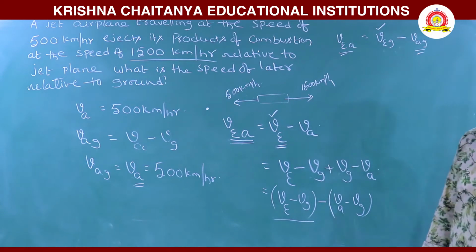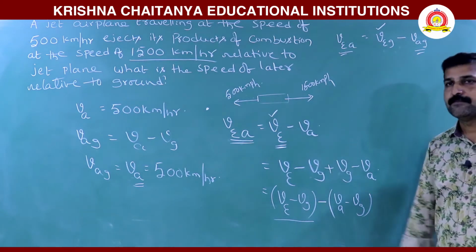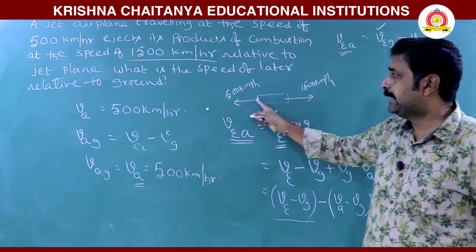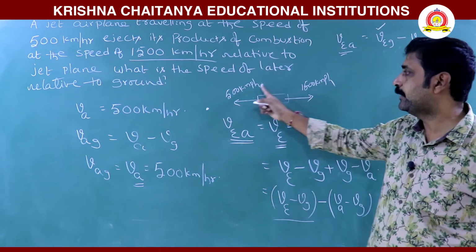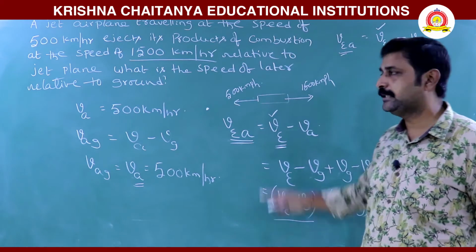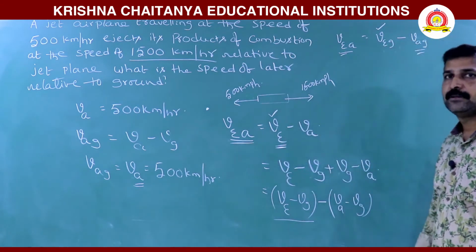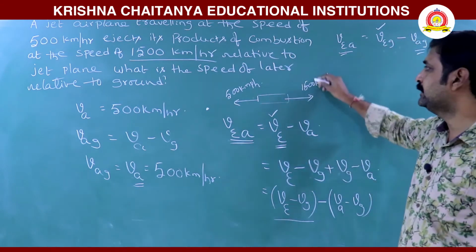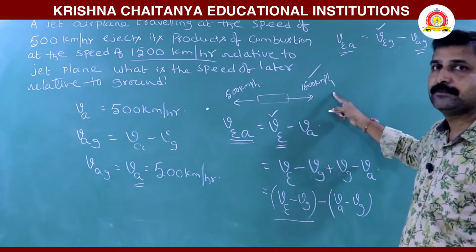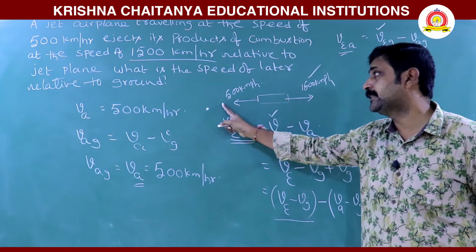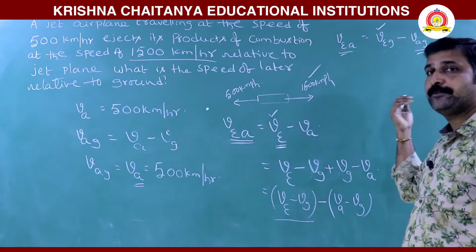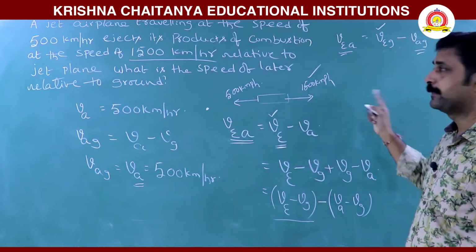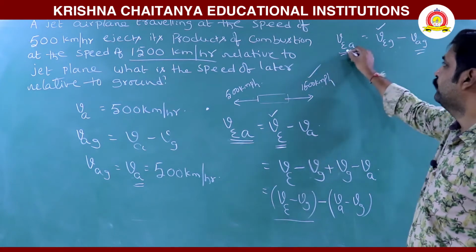If you take this direction as positive, then this is negative. If 500 km per hour is positive, then this is negative. With respect to the airplane, this is 1500. Since the airplane is moving in this direction, the gases exhaust from the airplane in the reverse direction, so it will be minus 1500.